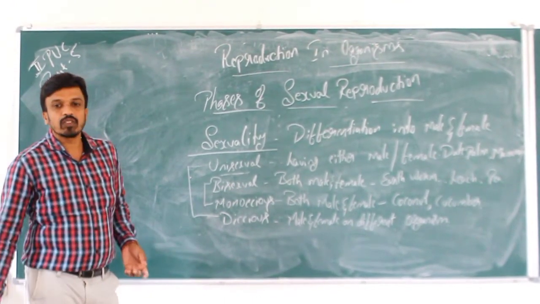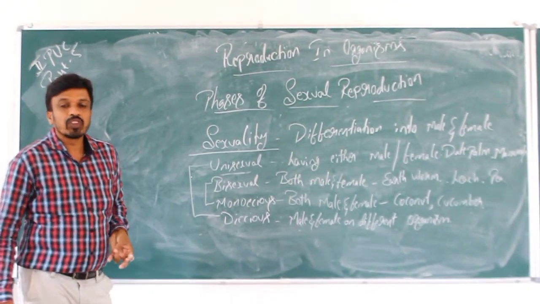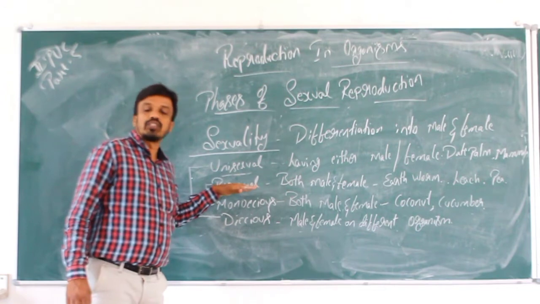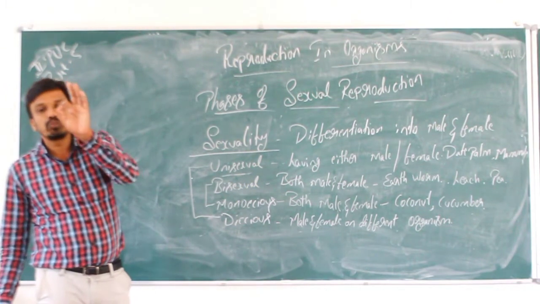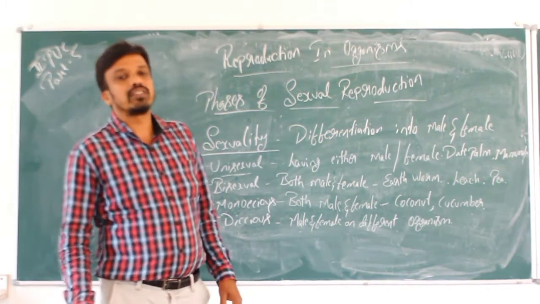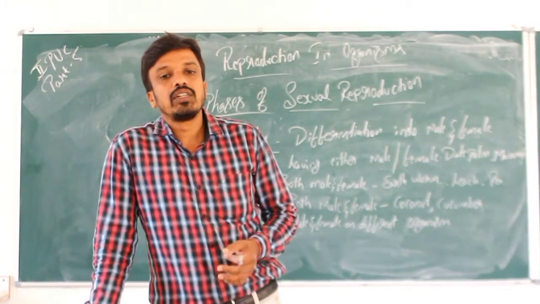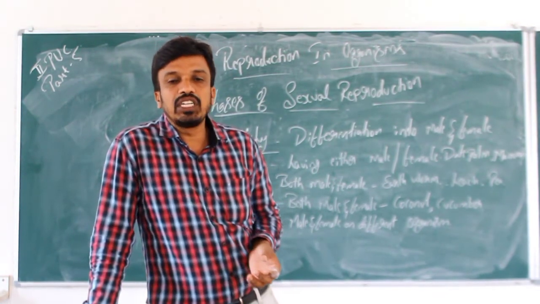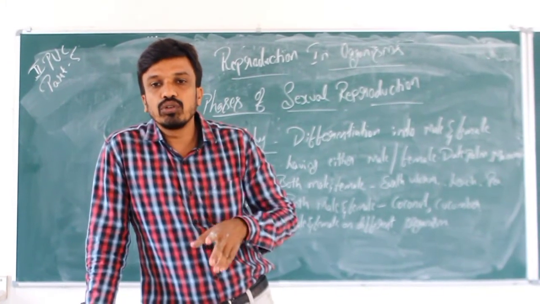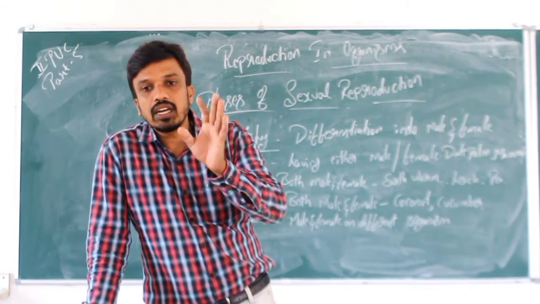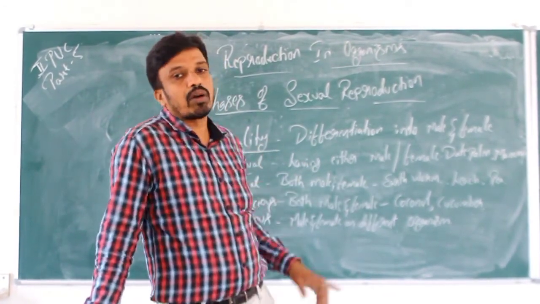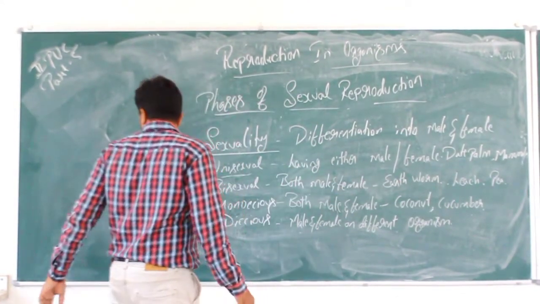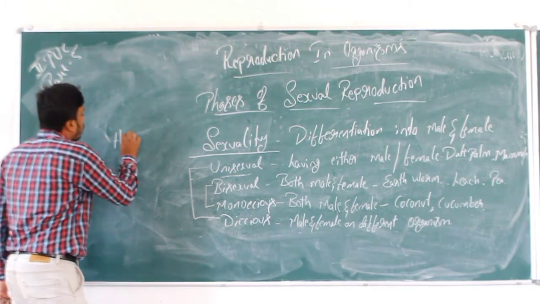What are hermaphrodites? So they are nothing but bisexual. Bisexual organisms, especially animals, we call hermaphrodites. What do you mean by hermaphrodites? The organism having both male and female part in the same individual is called hermaphrodites. Example is leech.